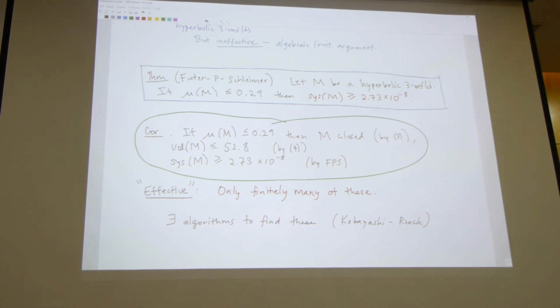I was just asking if there's such an array of results like this in dimension 4. Yeah, that's a good question. I don't know.